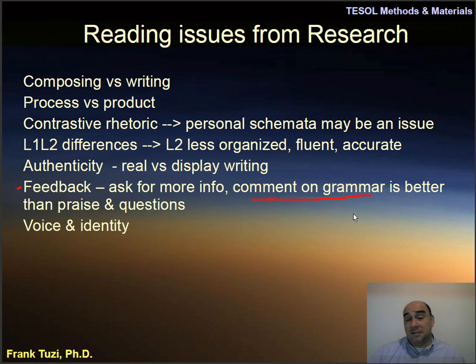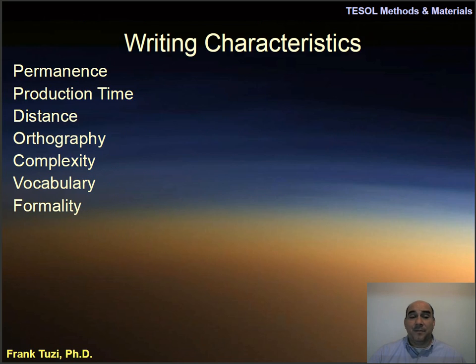Another thing you want to do is have research or have comments on any of the other aspects. Give them questions. Give them options, things that they can do to make it better. All right, again, we've talked about writing characteristics before. We're dealing with writing now. It is more permanent. It takes longer to produce. It is more distant. And orthography, complexity, vocabulary, and formality all play a role in writing.